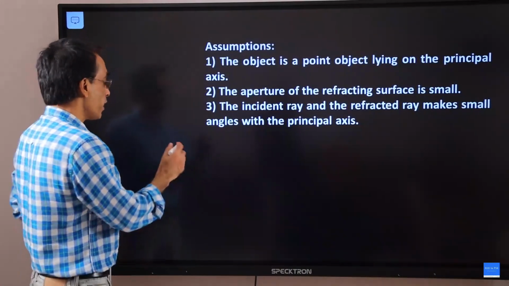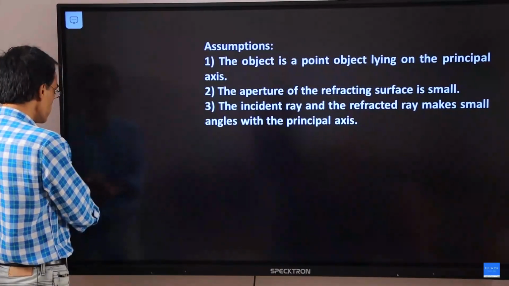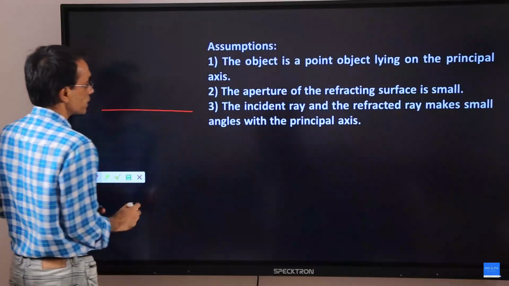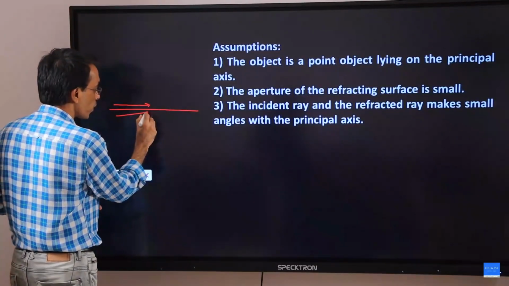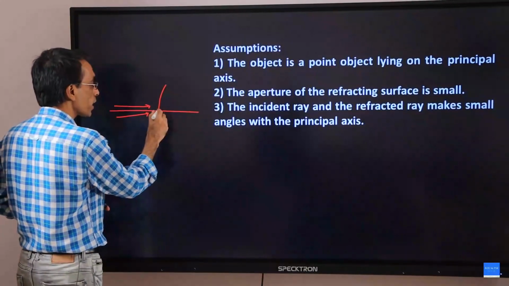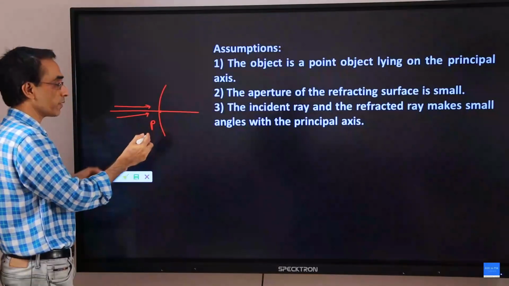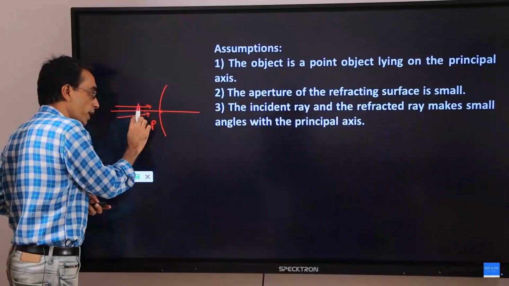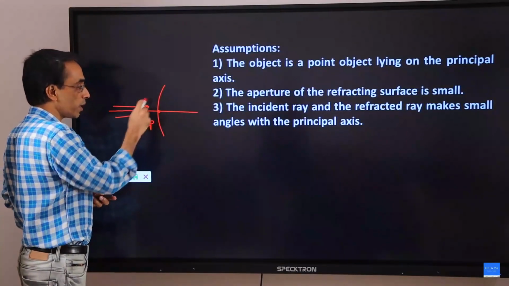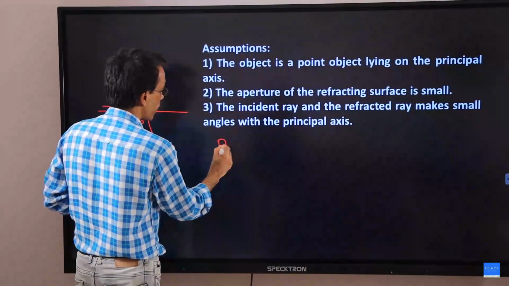In mirrors or lenses, if this is the principal axis and light rays are coming parallel or making small angles, which will fall near the pole, on a mirror or lens anywhere, this is the pole. If the light rays are making a small angle like this or coming very close to the pole, these are called paraxial rays.